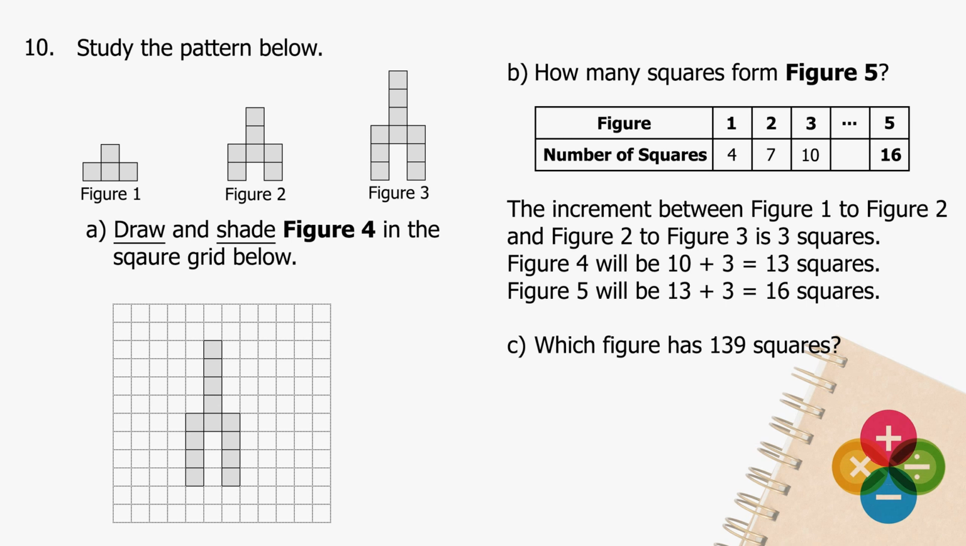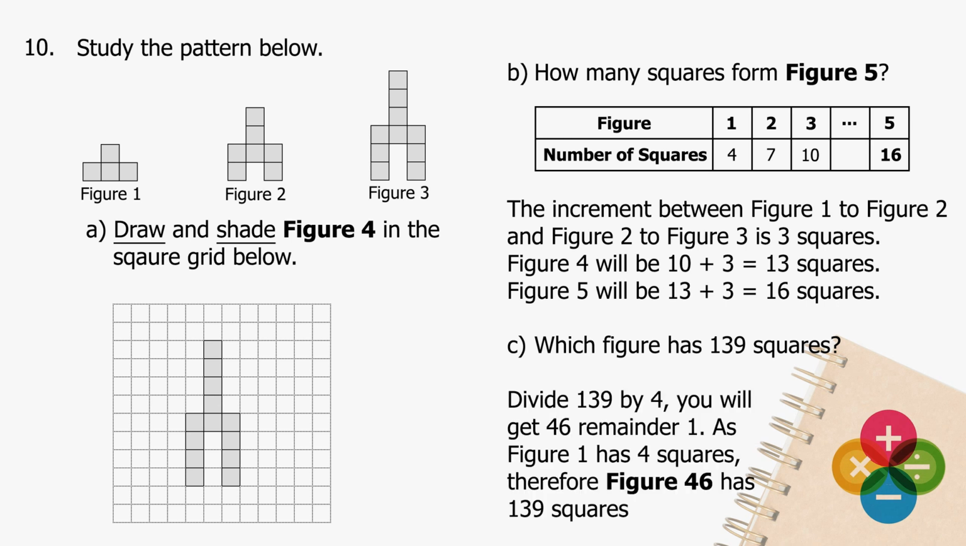C. The increment between the figures is 3 squares. Divide 139 by 3. The quotient is 46 remainder 1. As figure 1 will have 4 squares, therefore figure 46 will have 139 squares.